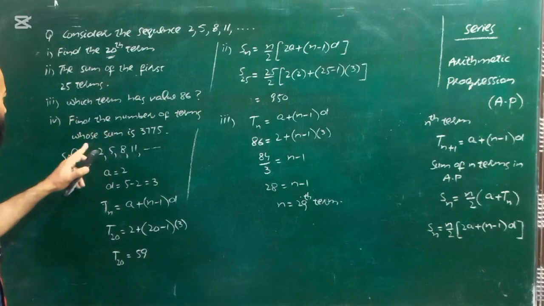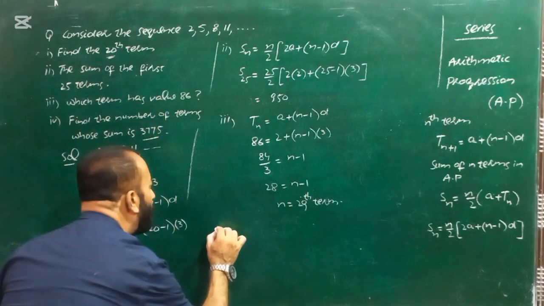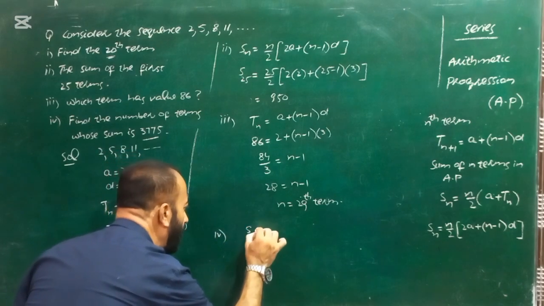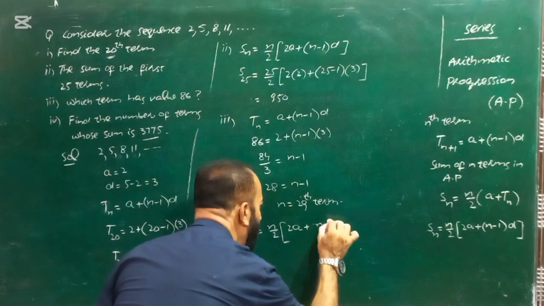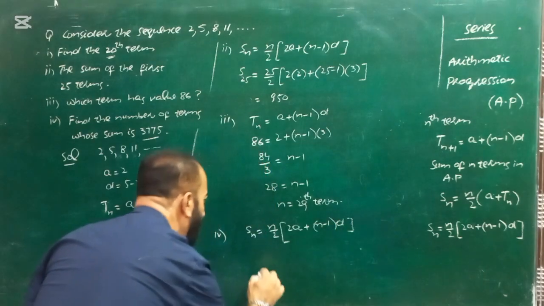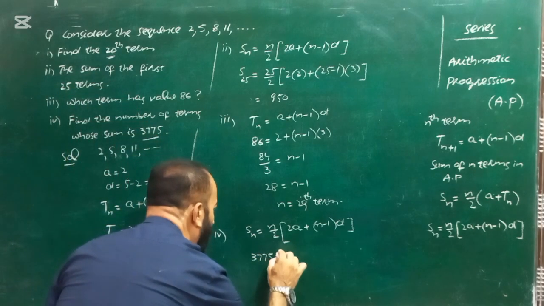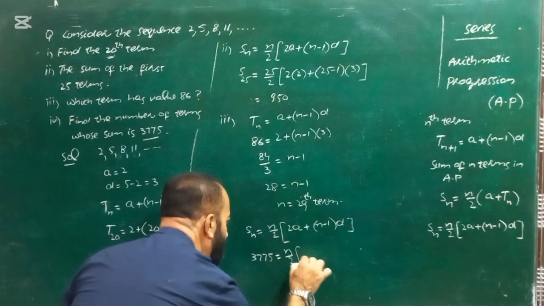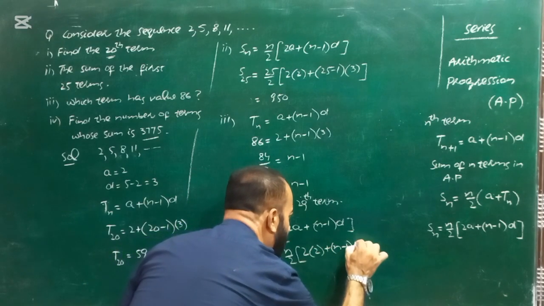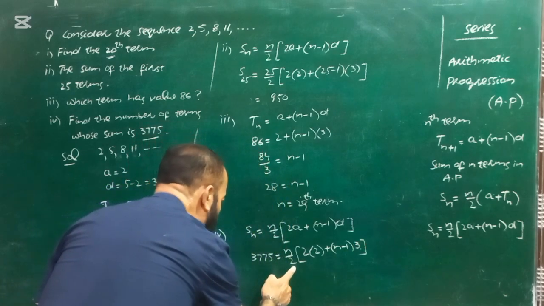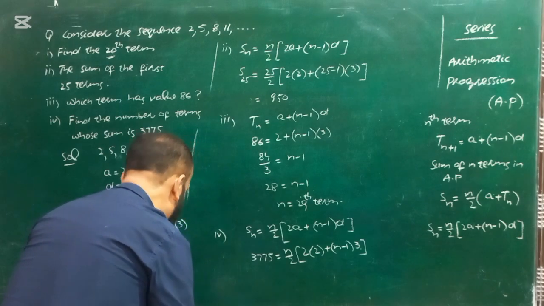The last part is to find the number of the terms whose sum is 3775. Now look, the sum is given and the number of the terms is the requirement. So fourth part: Sn is equal to n by 2 into (2a plus (n minus 1) into d) is the formula for the sum of the terms. The sum is given, that is 3775, and it will be put in place of Sn. The number of terms is the requirement, so n by 2 will remain as it is, into 2a is 2 times 2, plus (n minus 1) will remain as it is, and the difference is 3. Okay, from here you can see 2 will be multiplied by 3775, which will be equal to 7550.